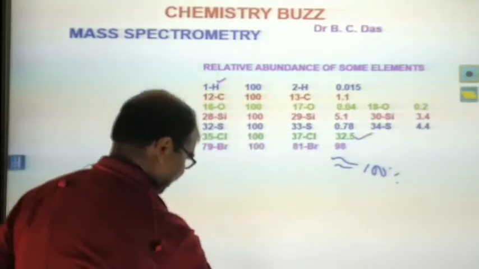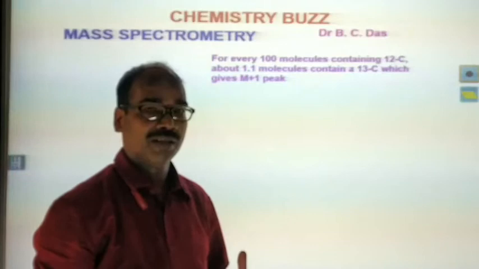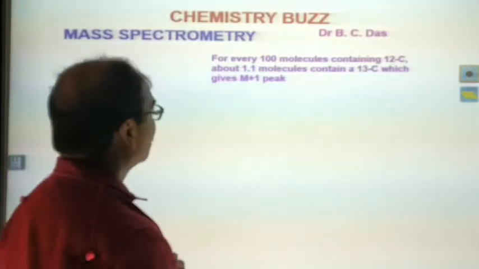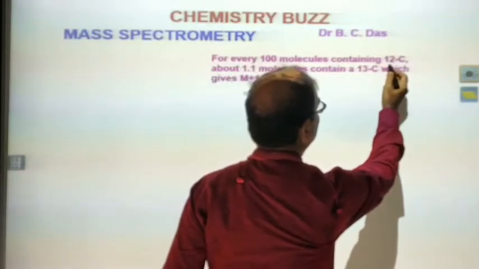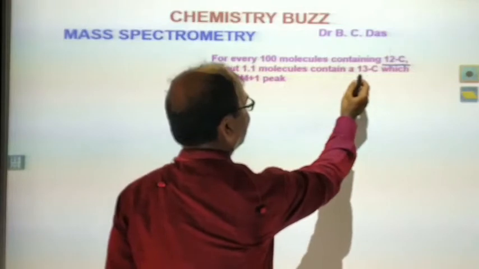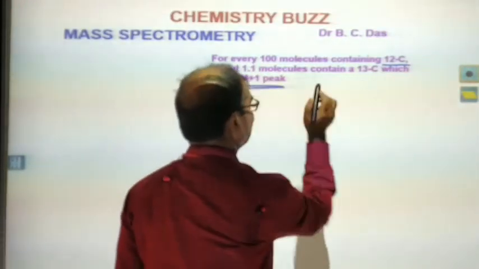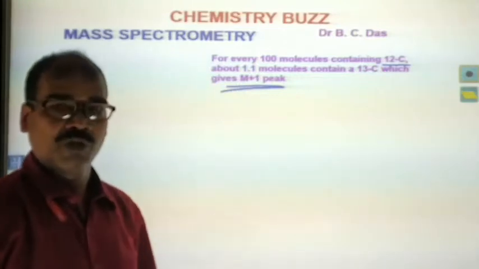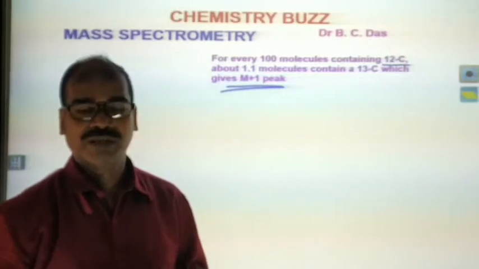So what role does relative abundance play in the mass spectrum? For every 100 molecules containing 12C, about 1.1 molecules contain 13C, which gives you the M+1 peak. The mass spectrometer is a very accurate instrument.